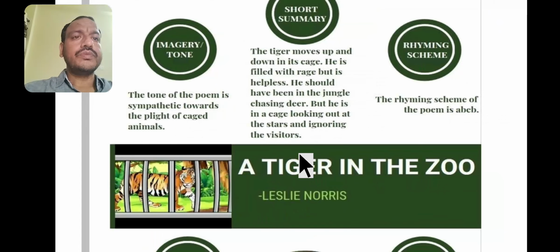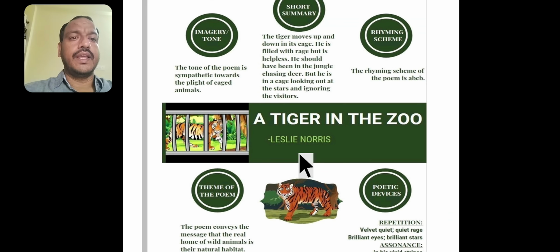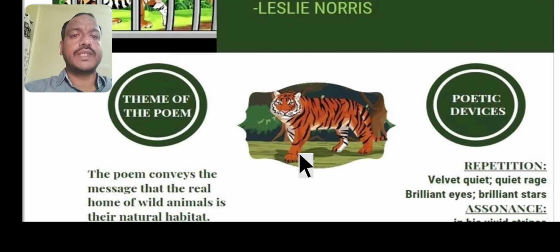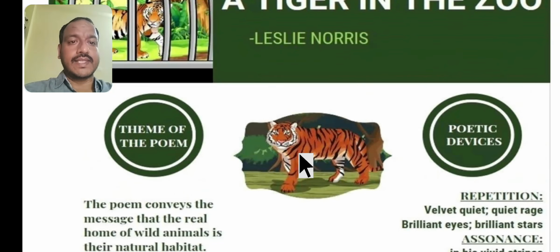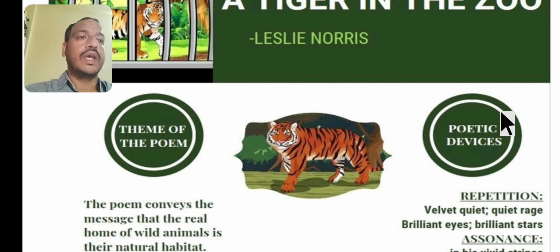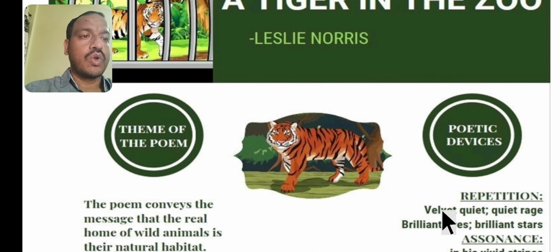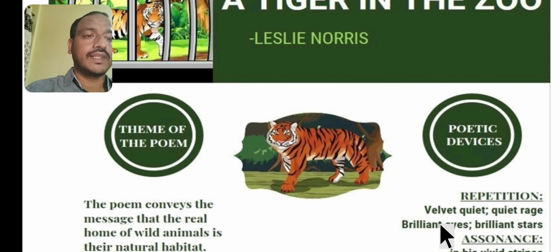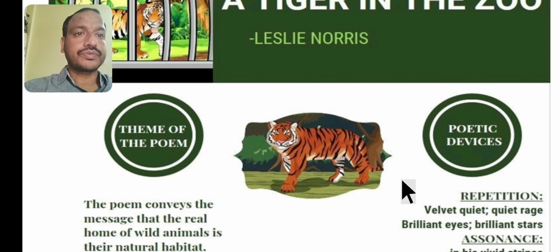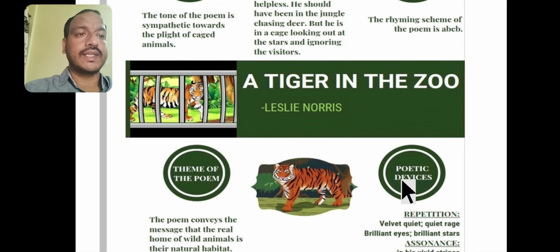Now, let us discuss the theme of the poem, which is written here. The poem conveys the message that the real home of wild animals is their natural habitat, but not the zoo. And the poetic device used in the poem is repetition. Here I will explain the stanza-wise analysis. Velvet, quiet, quiet rays. Brilliant eyes, brilliant stars. These are the repeatedly used words, so it has the poetic device called repetition.